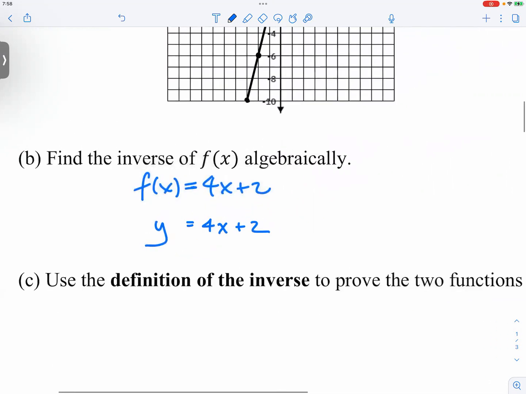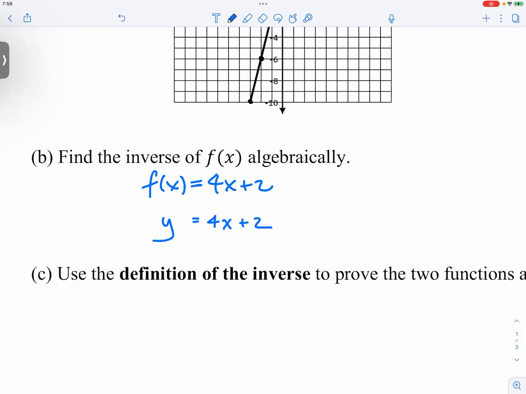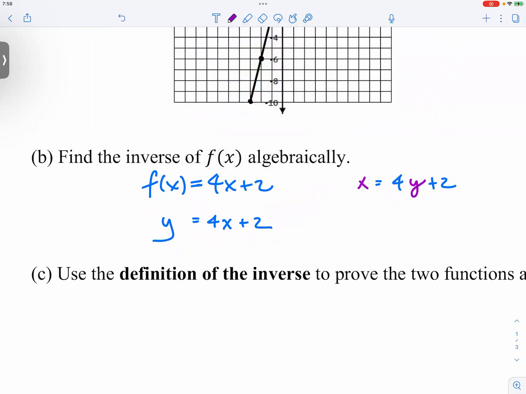Okay. Now, here is the most important step. Just like what we did with the xy values, we swap them, right? What are we going to do algebraically here? We are going to swap them as well. So once you have the x and y in front of you, you will just literally swap them, switch the x and y, and then you are going to solve for y again. So what you want is to get the y by itself.